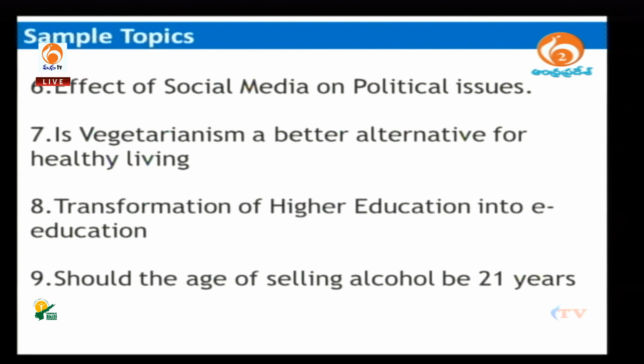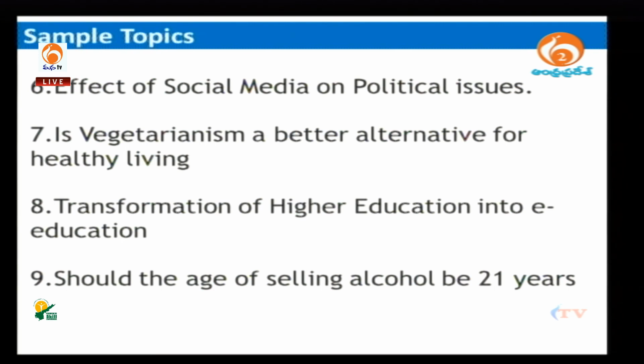Number 8, transformation of higher education into e-education. Right now what we are doing is e-education. I am not sitting in your classroom, I am not standing in a classroom. We are not in a conference room, we are not in a lab. We are using technology. This is a classic example of e-learning. You have logged on to YouTube and you are watching this program.